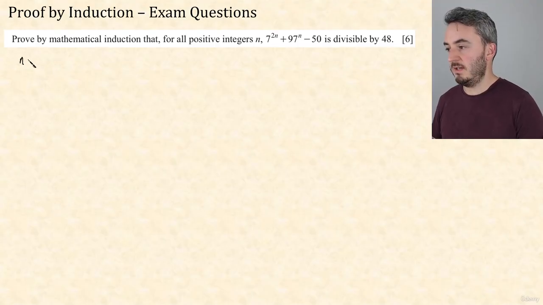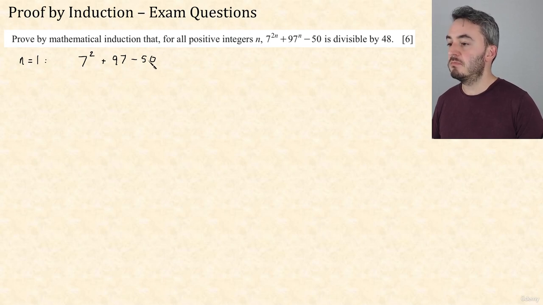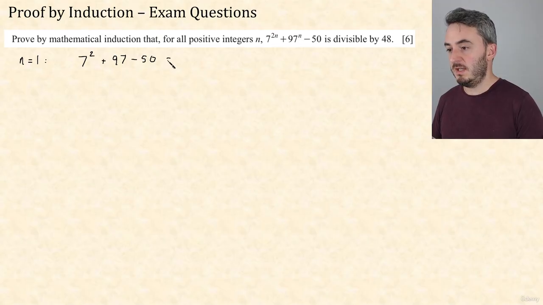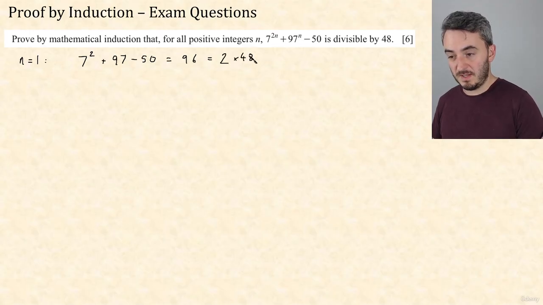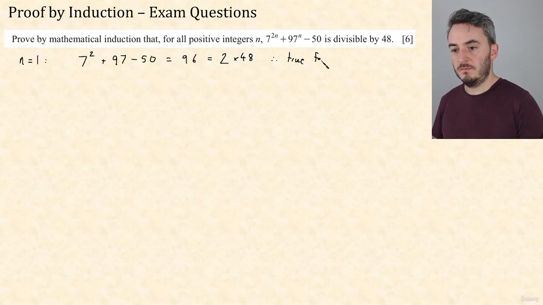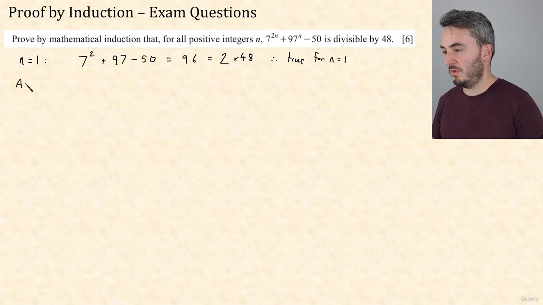Okay, let's go. n equals 1. What do we get? We get 7 to the power of 2 plus 97 minus 50. And that's 47 plus 49. 47 plus 49 is 96, and that is 2 times 48. So that's done. So therefore, true for n equals 1.